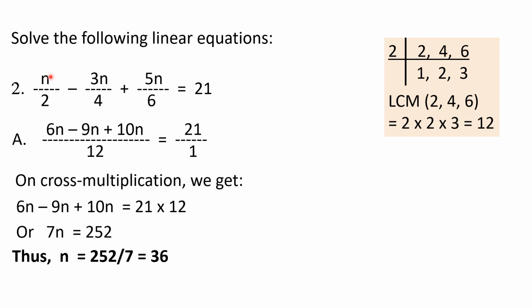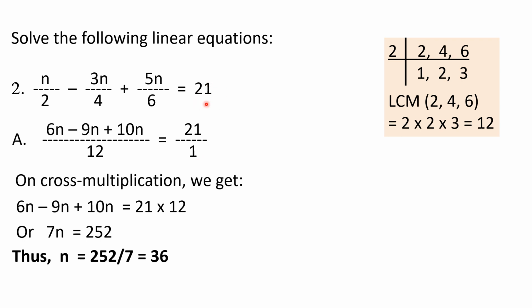So 6 into n is 6n. This minus sign comes here. 4, 3 the 12, 3, 3 the 9. So 9n. Plus sign comes here. So 6 to the 12, 2 into 5 is 10. So 10n is equal to 21 by 1.